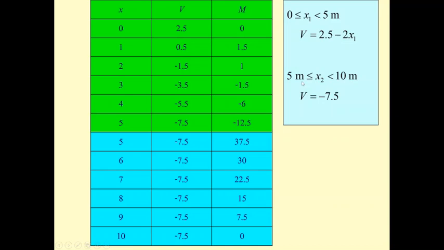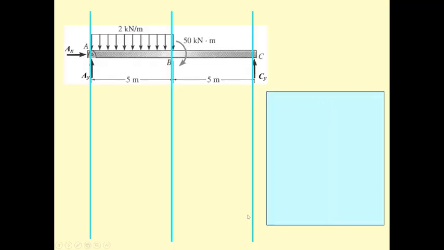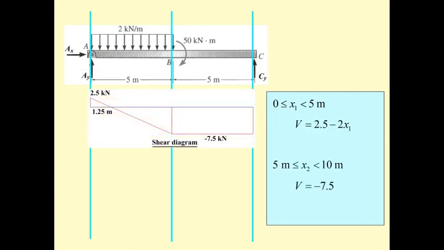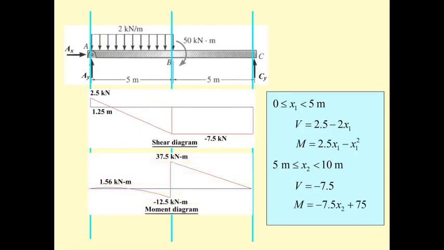If you put everything, you get all the values here. And then for the length of x2 from 5 to 10, the shear force is constant. And next, for the function of the moment, you also get this for A to B, and this from B to C. And if you plot the graph, you're going to get the shear diagram like this. And then for the moment, you got this as the moment diagram.